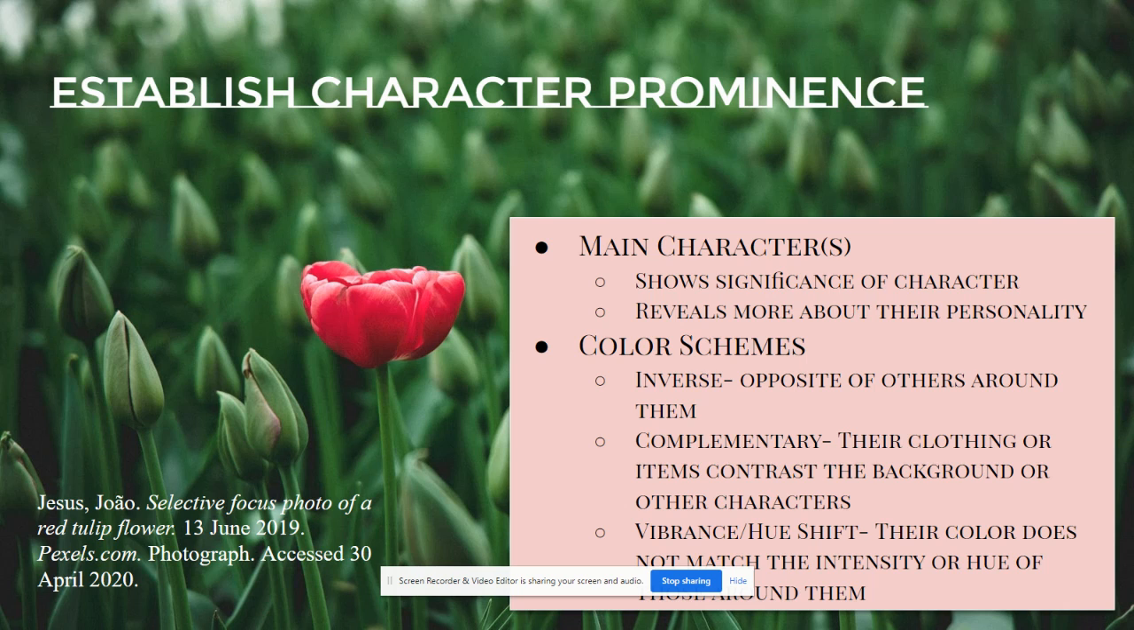Completely opposite. And then you can also have a complementary color scheme where the main character's clothing or items contrast the background or other characters. For example, you could have a blue background and the main character could be wearing an orange jacket. And then you can also have a vibrance or hue shift, where their color does not match the intensity or hue of those around them. So if you have a main character that has a bright, lively, loud personality, you can have them wear an electric pink shirt, and then those around them can be wearing a powder pink shirt or shirts.